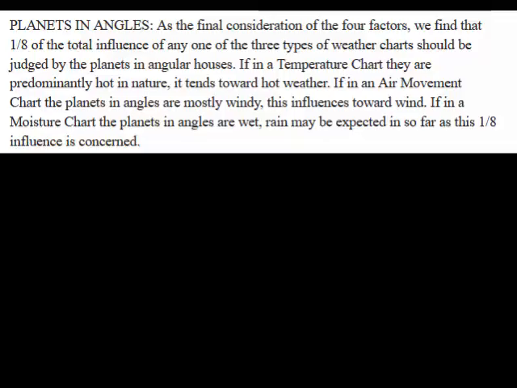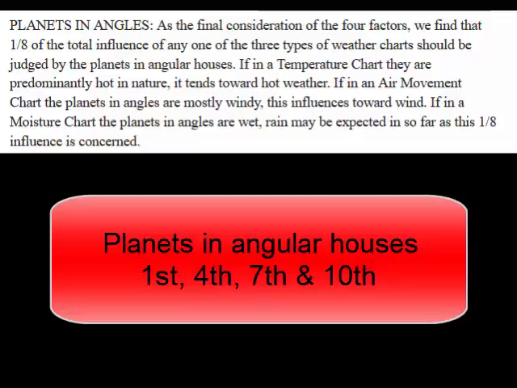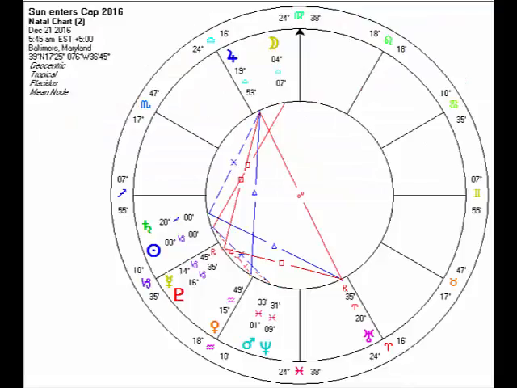We find that 1/8 of the total influence of any one of those 3 types of weather charts should be judged by the planets in angular houses. That means 1st, 4th, 7th, and 10th. If in a temperature chart they are predominantly hot in nature, it tends toward hot weather. If in an air movement chart the planets in angles are mostly windy, this influences toward wind. If in a moisture chart the planets in an angle are wet, rain may be expected insofar as this 1/8 influence is concerned.